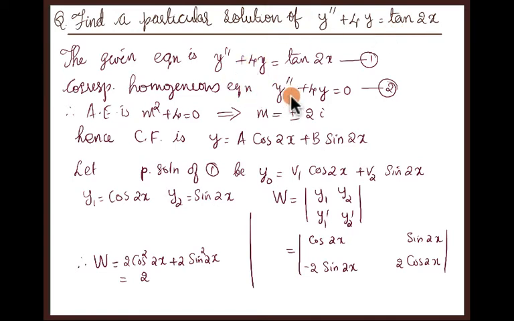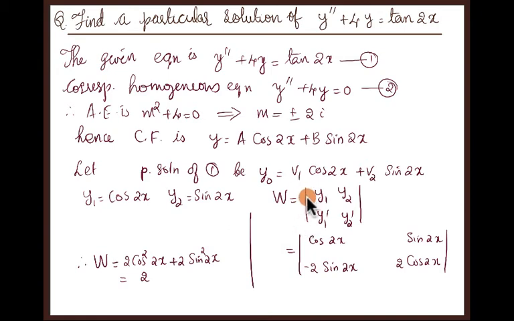Then the corresponding homogeneous equation will be y'' + 4y = 0 and its auxiliary equation is m^2 + 4 = 0, which gives m = plus or minus 2i. Hence the complementary function is y = a cos 2x + b sin 2x. Therefore we assume that our particular solution is y0 = v1 cos 2x + v2 sin 2x. Here note that y1 is equal to cos 2x and y2 is equal to sin 2x.